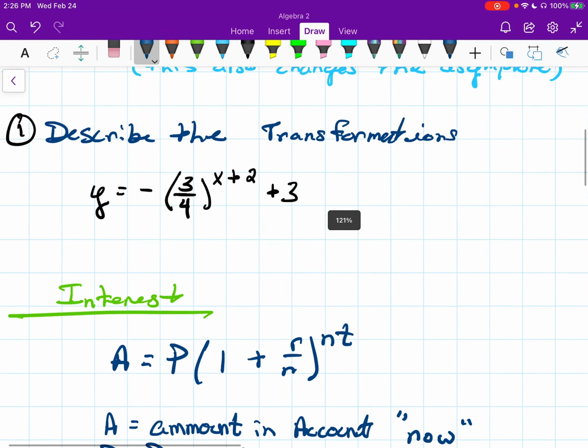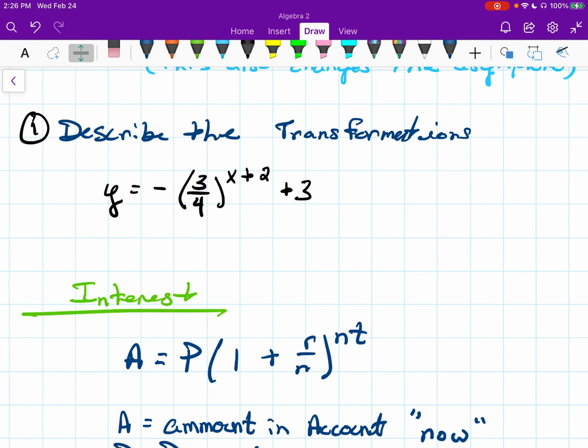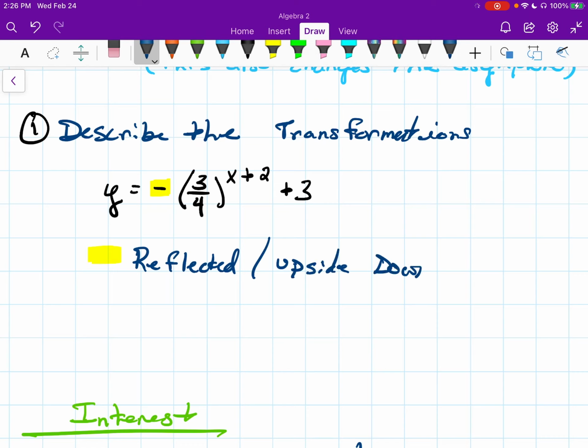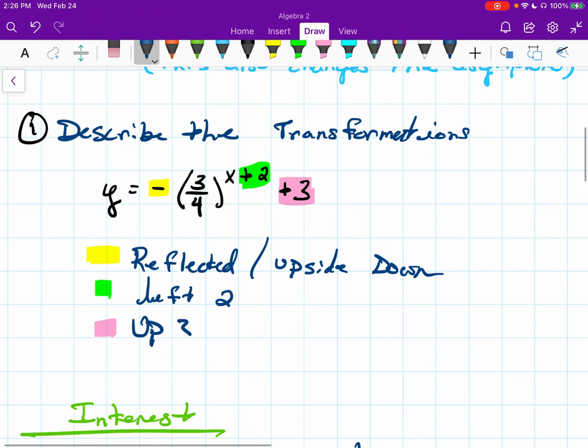Number 1, we're going to describe the transformations that occur here. So starting off, let's look at that negative at the front. This negative tells us that it's going to be reflected, or we could say it's going to be upside down. Either way is good with me. Let's next talk about this positive 2 here in the exponent. Well, that positive 2, it's with the x, and it's always the opposite of what you think it should be. So this is going to be left 2. And lastly, we will have this positive 3 here, which means that we're going to go up 3.